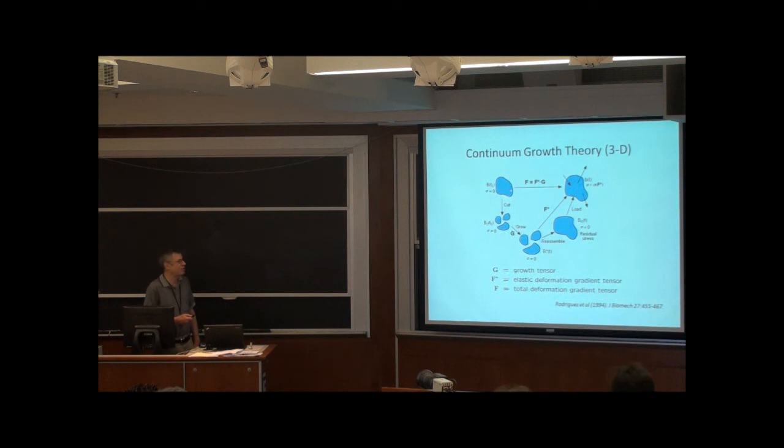Then we imagine that we cut this body into a set of infinitesimal pieces, which then grow through the growth tensor G to form the current zero stress state. Okay, so these have grown. Each of these little pieces has grown without the generation of stress. Now we want to reassemble these pieces into the intact body.